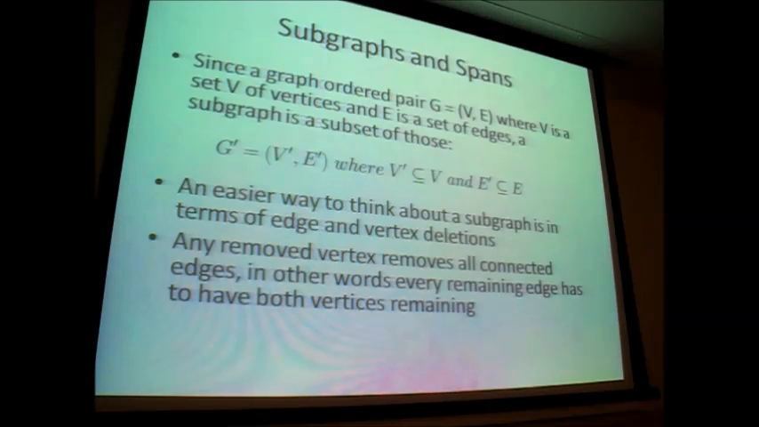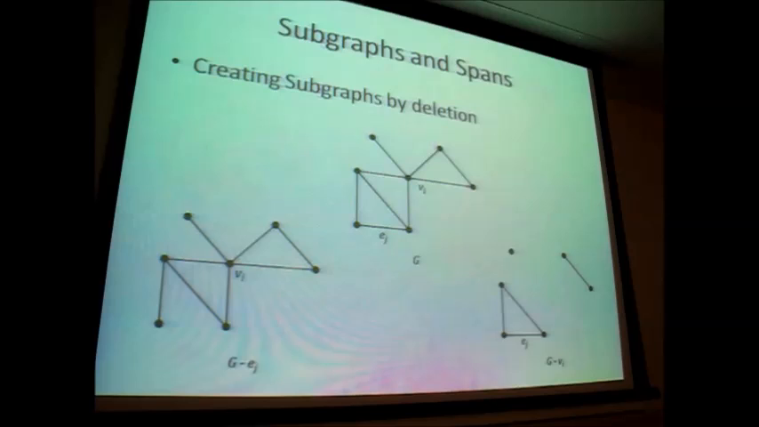You can think about just deleting edges and vertices. So you take a graph and you just remove them. One important note is that whenever you remove a vertex, all the edges connected to it go away because you can't have any dangling edges. Here's a simple example which illuminates this principle nicely. Here's our graph G, and we're going to remove this edge right here. So boom, that's a subgraph.